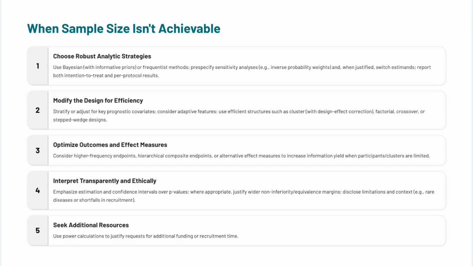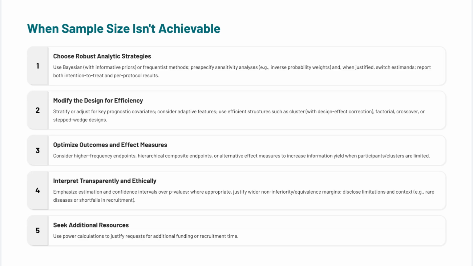Second, modify the design for efficiency. Stratify or adjust for key prognostic covariates. Add pre-planned adaptive features, or use efficient structures like factorial, crossover, or stepped wedge designs. Third, optimize outcomes and effect measures by selecting higher frequency endpoints or hierarchical composites to boost information yield.